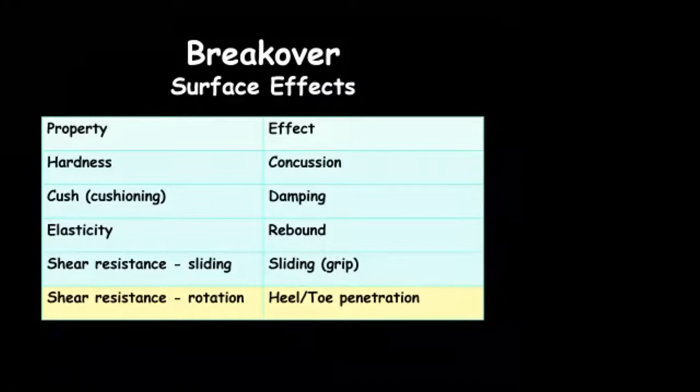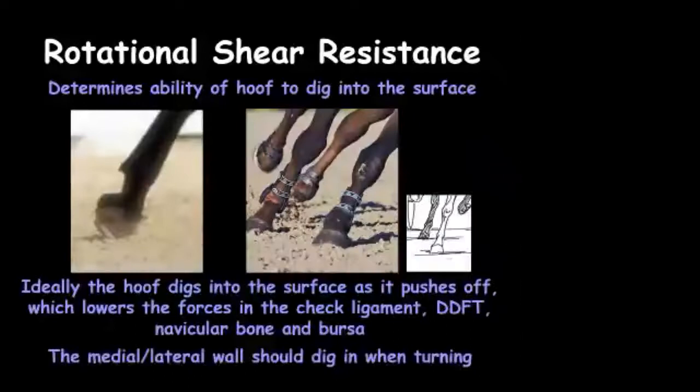Now, the effects of surface depend on the rotational shear resistance, which is a little bit different than the sliding shear resistance that we looked at before. The rotational shear resistance is what determines the penetration of part of the foot into the ground. So if the toe goes in, then the heel is relatively raised, or it might be if the horse is going sideways that the medial or lateral side of the hoof is able to penetrate into the footing.